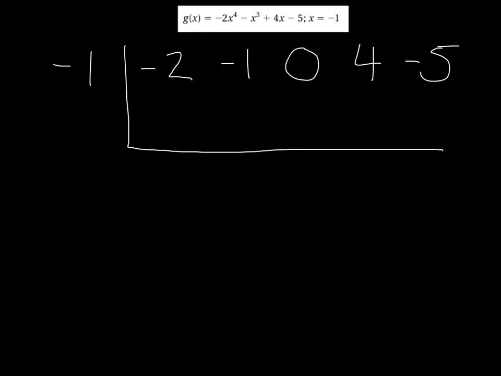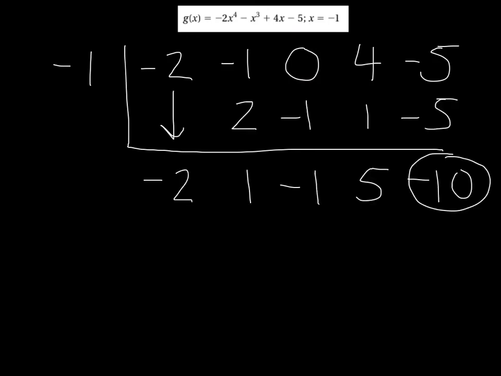Take a second, press pause, and use synthetic substitution to evaluate this function at the value x equals negative 1. Here's what you guys should have got. So we'll walk through the mechanics real quick. Our leading coefficient is negative 2, so we bring down the negative 2. Negative 2 times negative 1 is a positive 2. We write that under the next coefficient. Negative 1 plus 2 gives us a positive 1. 1 times negative 1 gives us a negative 1. We write that under the next coefficient.